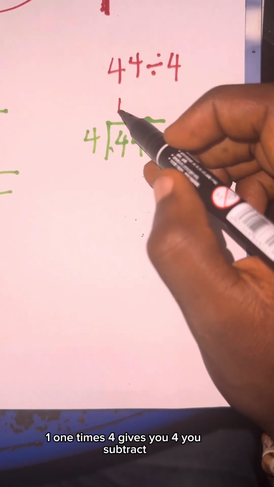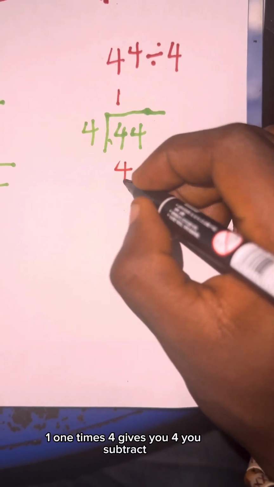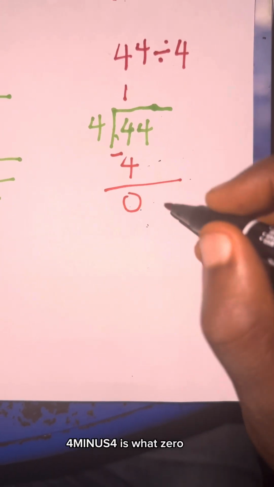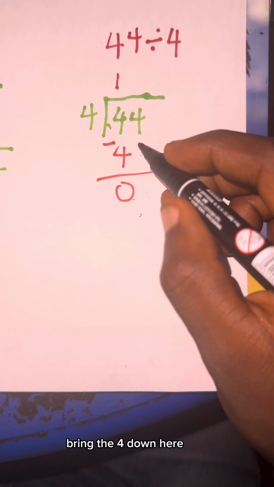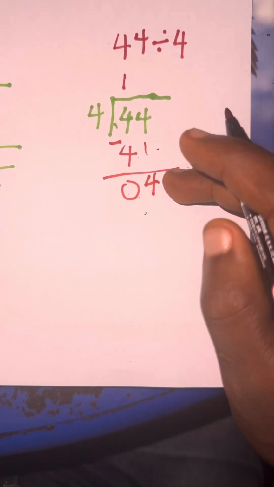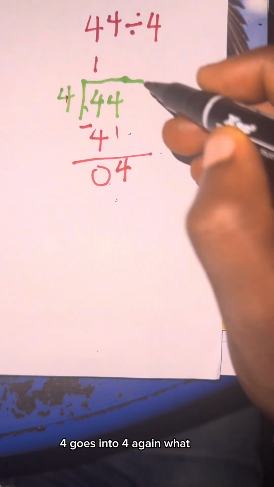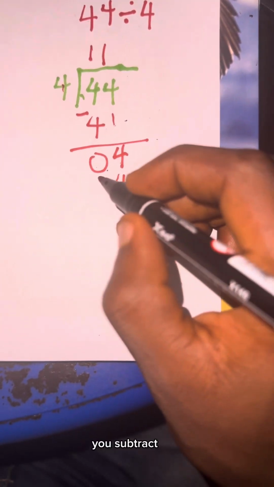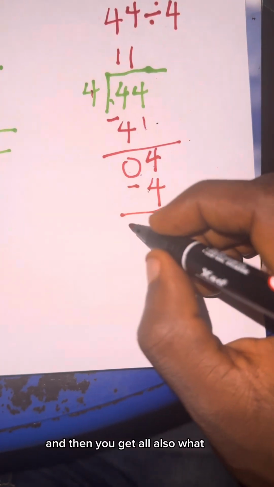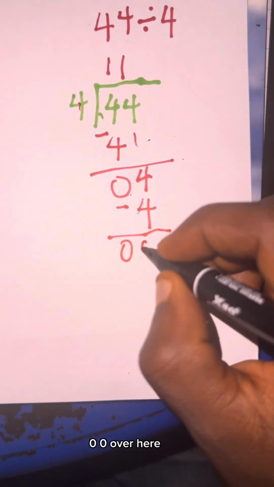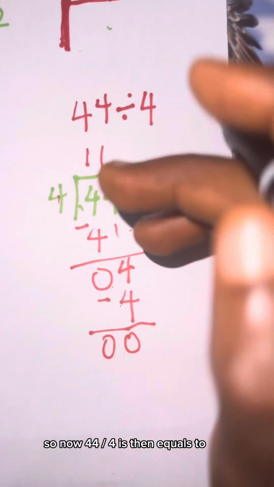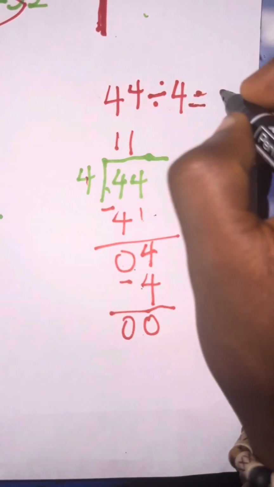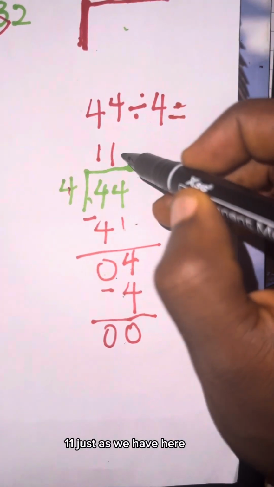1. 1 times 4 gives you 4. You subtract. 4 minus 4 is what? 0. And then you finally bring the 4 down here. 4 goes into 4 again, what? 1. 1 times 4 is 4. You subtract, and then you also get 0 over here. So now 44 divided by 4 is equal to 11, just as we have here.